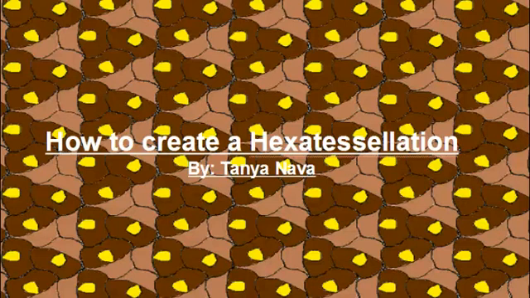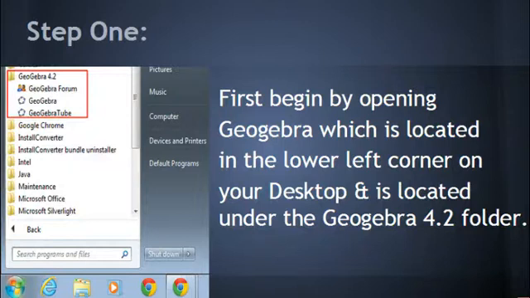Today we are going to learn how to create a hexatessellation. So we're going to be using GeoGebra, and this software should be located on the left, like if you go to your left corner of your desktop, you find the Windows bar or the Windows button, and so you go into all programs and it should be under the folder named GeoGebra 4.2, and then just go ahead and click on the GeoGebra button, and then GeoGebra should load.